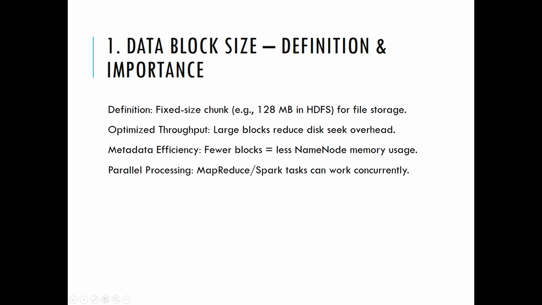In HDFS, files are not stored as single units. Instead, they're split into fixed-size blocks, typically 128 megabytes by default. This block-based approach is fundamental to HDFS design. Larger blocks help reduce disk seek overhead, boosting throughput especially during large sequential reads. From a metadata perspective, fewer blocks mean fewer entries to track in the name node's memory, enhancing efficiency. Furthermore, block-based storage enables parallel data processing. Tools like MapReduce or Apache Spark can operate on multiple blocks concurrently.